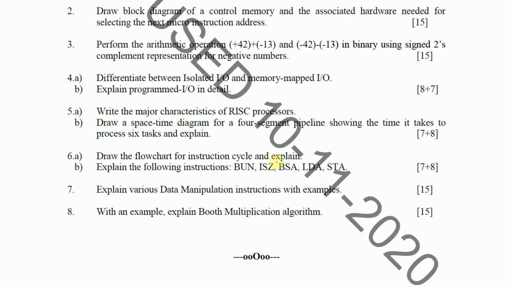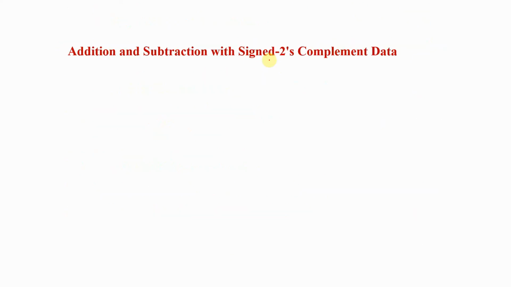And look at the 2020 paper, again you can see a question: perform arithmetic operations plus 42 plus minus 13 and minus 42 minus minus 13 in binary using signed two's complement representation for negative numbers. See, this many times the question is asked, so you can understand the importance of it. So listen to me carefully.